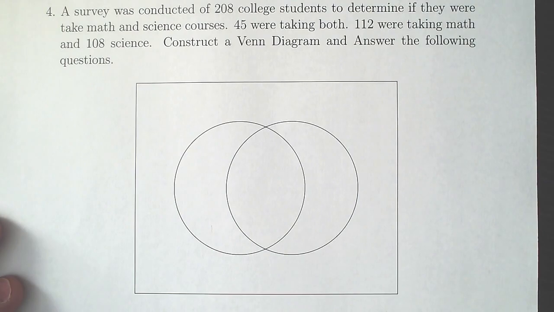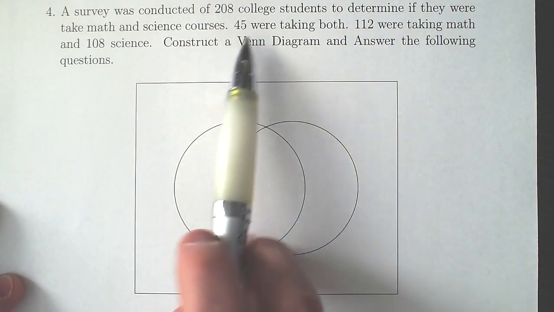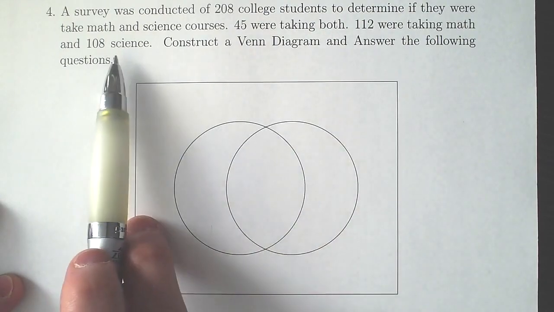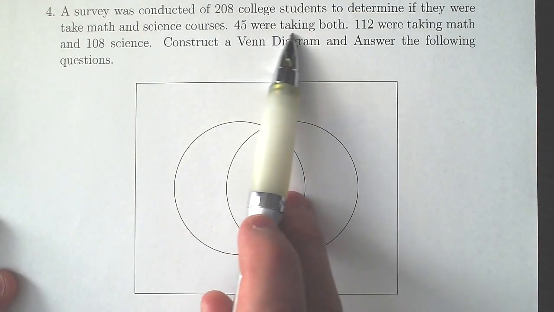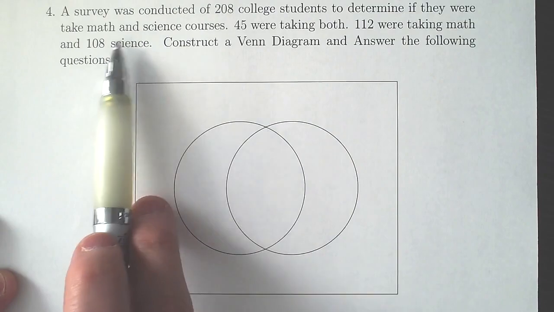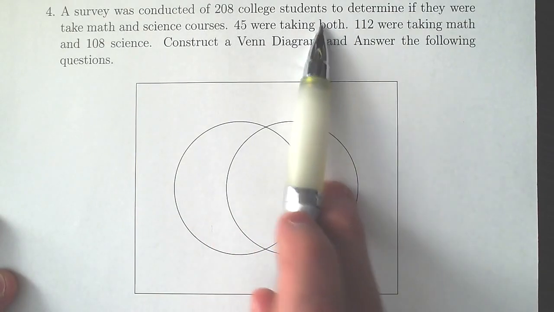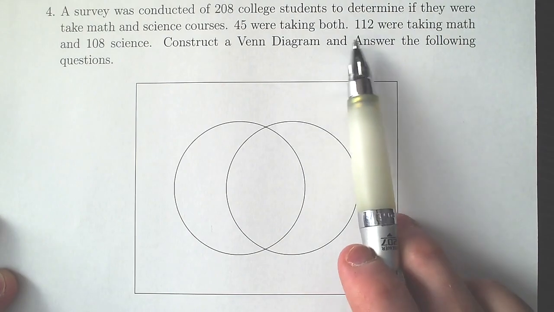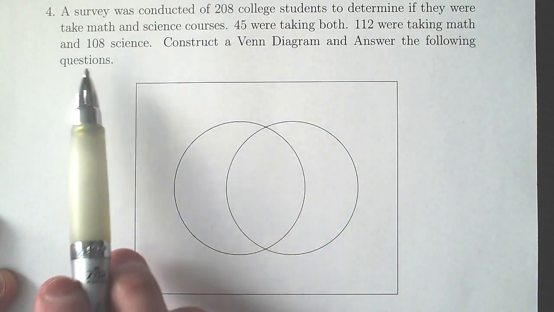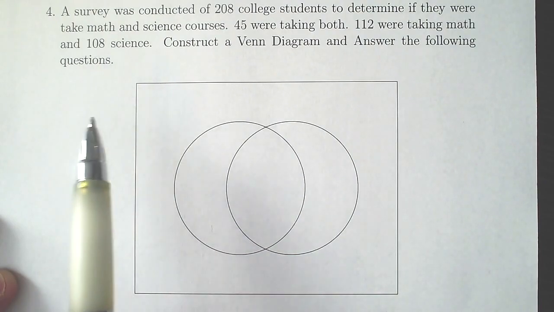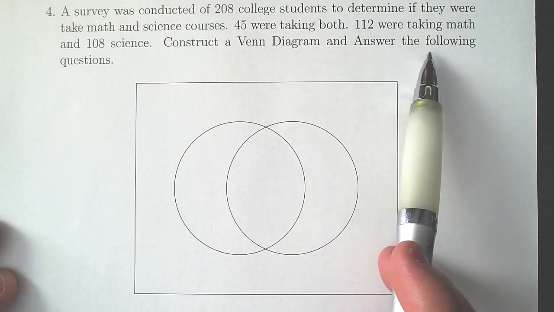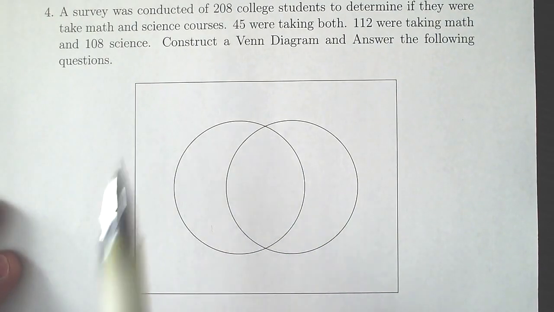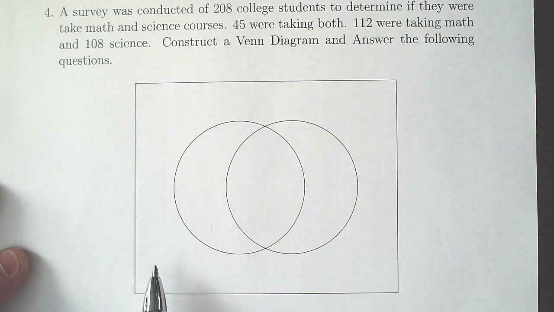All right, number 4. Survey had 208 college students determine if they take math and science courses. Some students are taking both. So I'm thinking right away, those are my categories: math course, science course. There's an overlap, there's an intersection where some students take both. 112 were taking math, and 108 were taking science. Construct a Venn diagram and answer the following questions. So I think in a problem like this, if it was a quiz or an exam, some of the credit would be for constructing the diagram, and then some of the credit would be the questions down below.